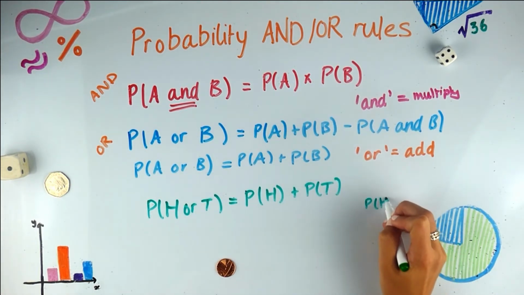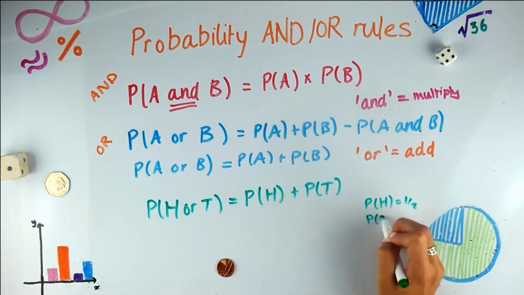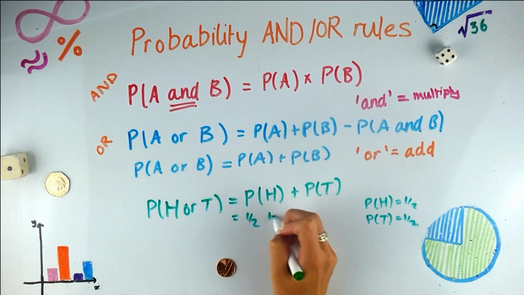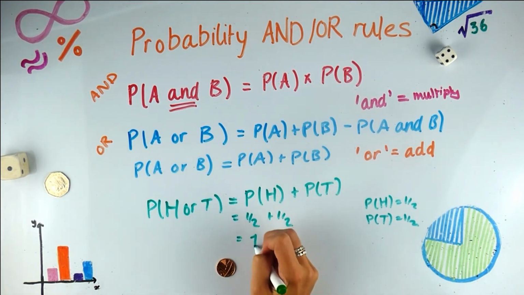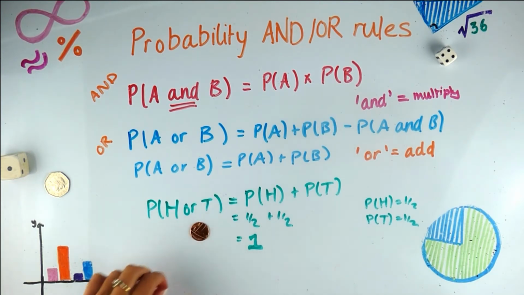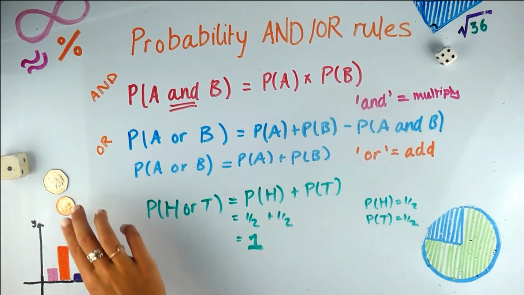We know the probability of getting a head is a half, and the probability of getting a tail is also a half. So we do a half plus a half, which equals 1. So it's a 100% chance of getting a head or a tail. Yeah, that does make sense. I toss a coin, I either have to get a head or I have to get a tail. Let's try it with a dice.